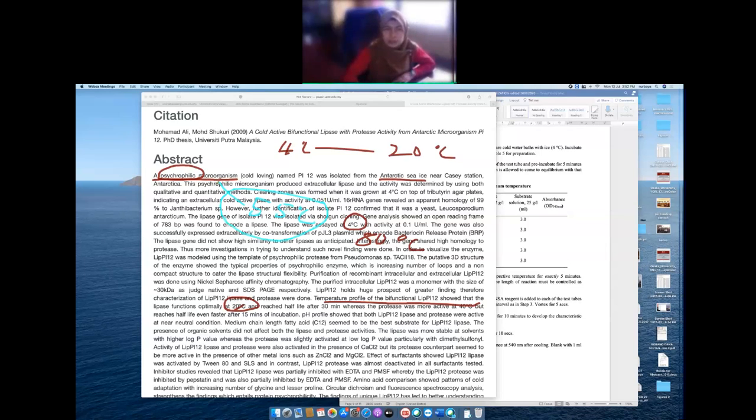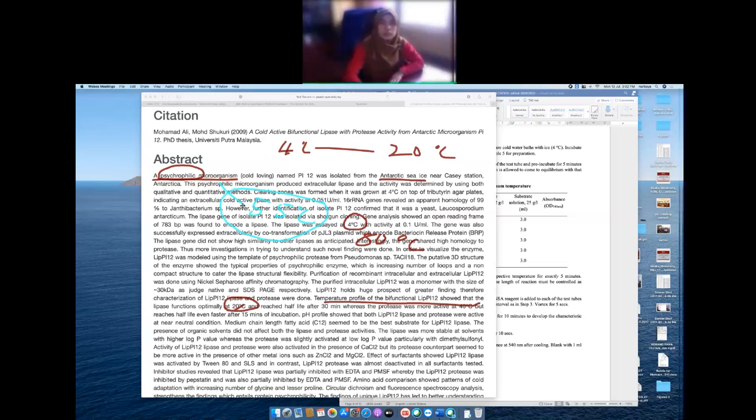That's why the research is always interesting because you are coming from a cold environment, so why should you carry an enzyme which is optimal at higher temperature? So that's why we need to ask the microbe. That's why we need to search for the answer.